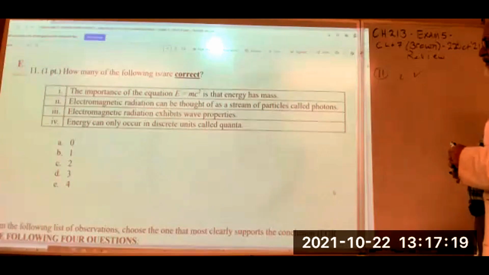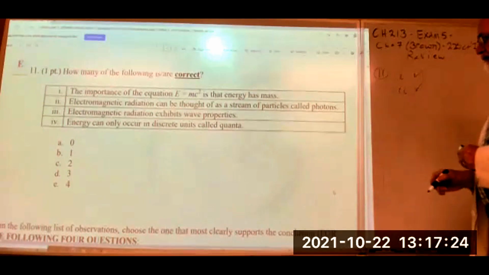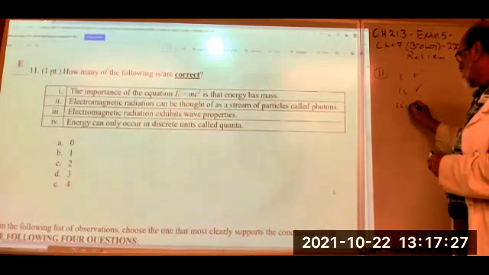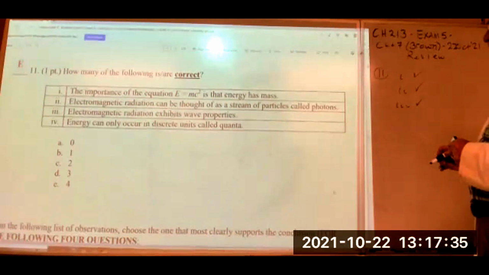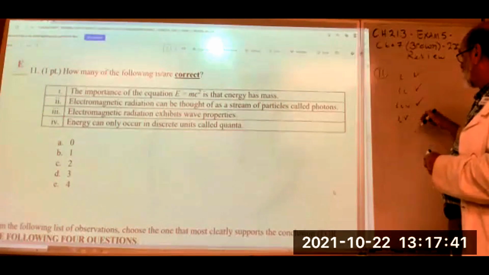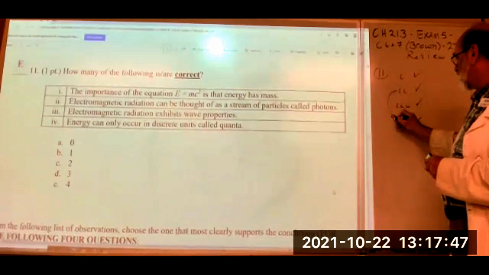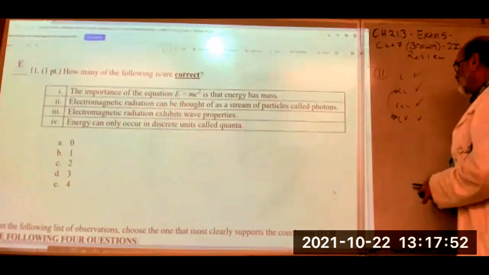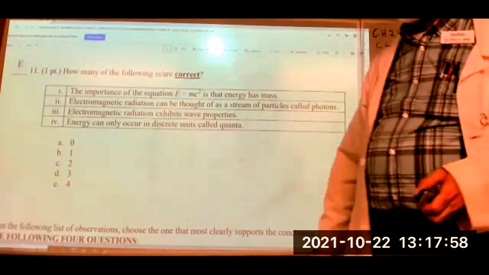Electromagnetic radiation can be thought of as a stream of particles called photons. That's true too. Let's see, 3. Electromagnetic radiation exhibits wave properties. That's true too. Energy can only occur in discrete units called quanta. Yep. That relates to this one. Particles of photons. These two are tied together. That just means light can be treated as a particle and a wave.